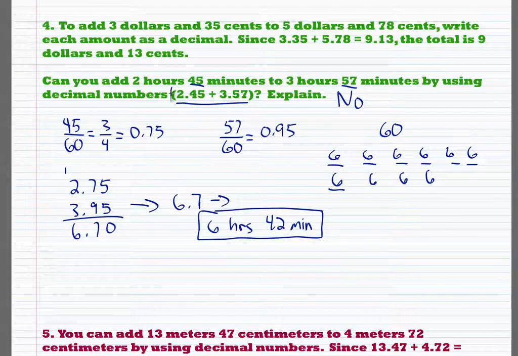If I did this problem right here, I would not get 6.7. Then I would get 6.02.